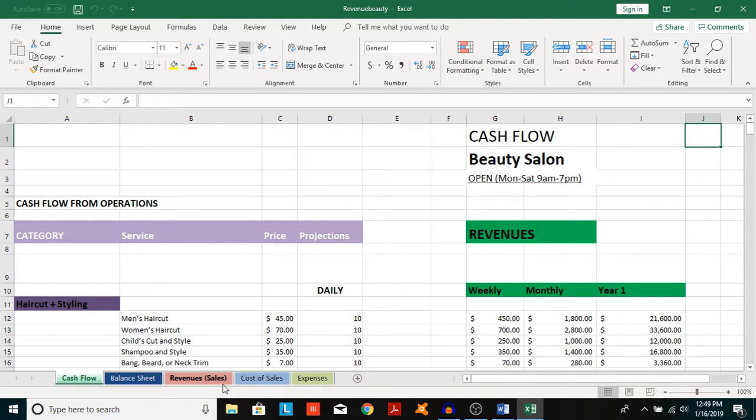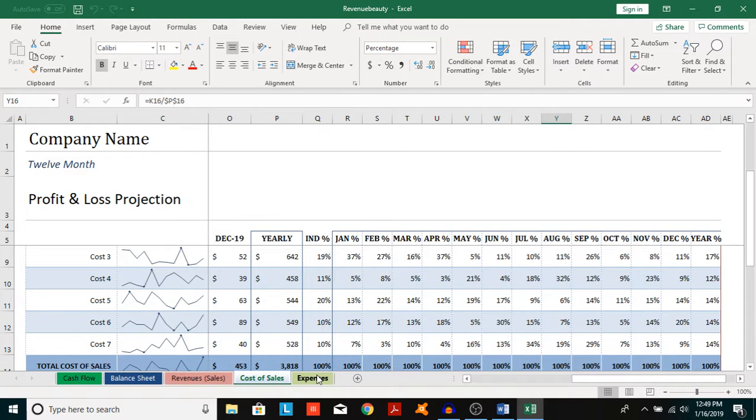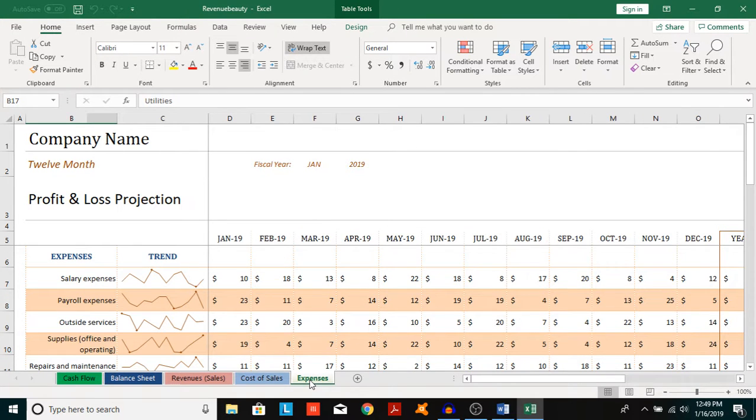As you can see at the bottom of the document, your profit and loss statement has been expanded into the 3 categories that you will find in a profit and loss statement. That's revenues, cost of sales, and expenses. We have broken it down this way so it can be easier for you to track these items and you get a better understanding of a profit and loss statement.